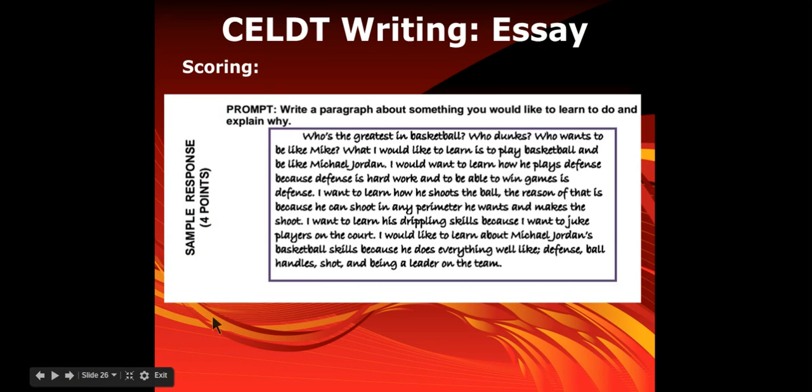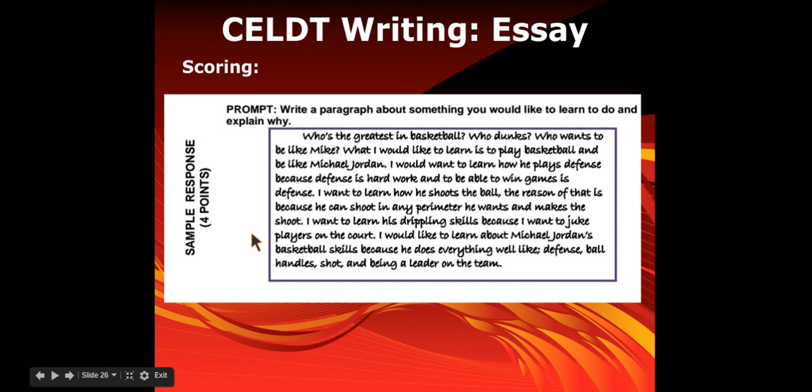How does this look? Here's an example. Write a paragraph about something you would like to learn to do and explain why. So as you can see, this one got full points, got 4 points, but look at how long it is. It isn't very long, and we haven't even read it yet. Okay, let's take a look.